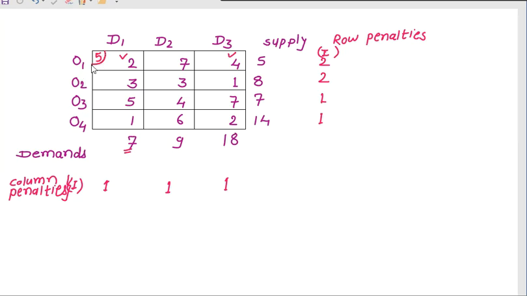We can transport only 5 units from the first factory to the first warehouse D1, because only 5 units are available at the first factory. So all 5 units are transported to the first warehouse. So supply is exhausted, and out of 7, 5 units are transported. So now 2 units of requirement are left. So what we do, we cross this row from further consideration because no units are left at this factory.